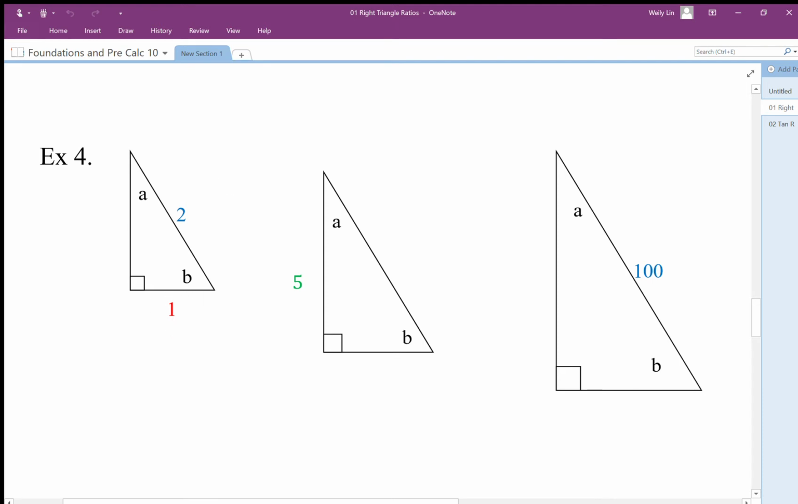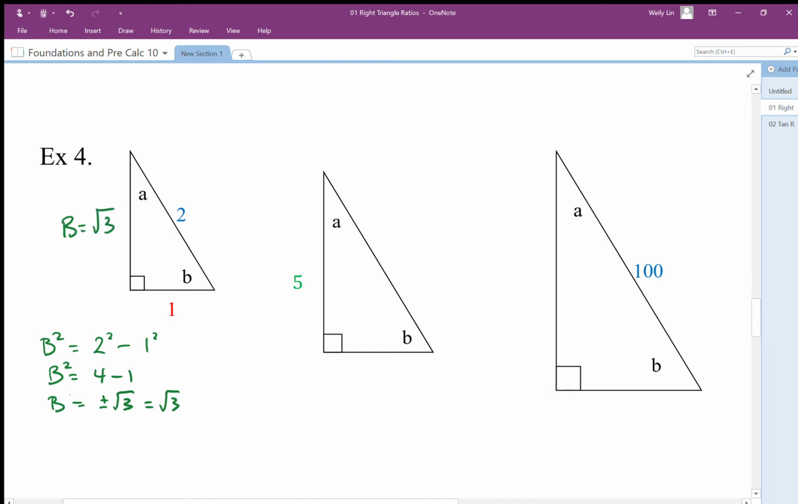So I'm going to call this side B. B squared is equal to the long side squared minus the short side squared. So I get 4 minus 1. B squared is equal to 3, so B is equal to plus or minus square root 3. We only need the positive square root 3, so this side has length square root 3.